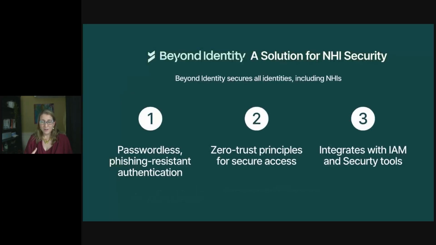So let me talk a little bit about how Beyond Identity solves this problem with non-human identities. And the answer is that we secure all of your identities in one place, both human and non-human. So humans in the Beyond Identity ecosystem never have passwords. And just like humans, the non-human identities also never have passwords. So you will never see an API key. You will never see a client credential. Everything is secured with passkeys, right? And that is phishing-resistant authentication.